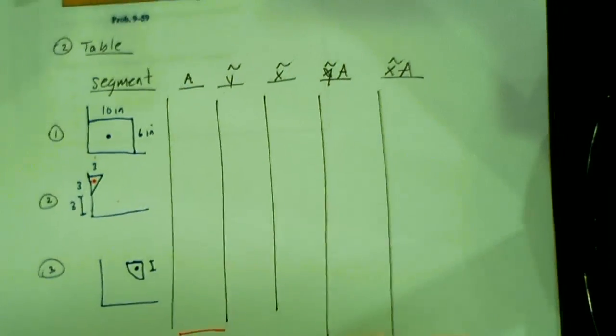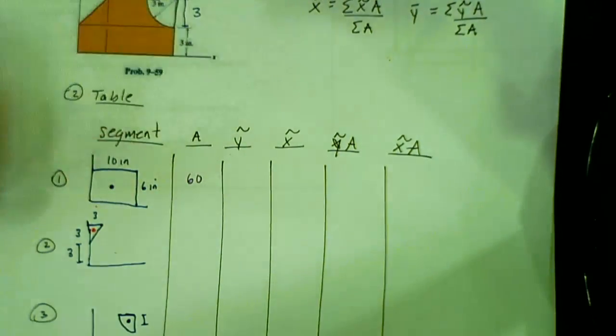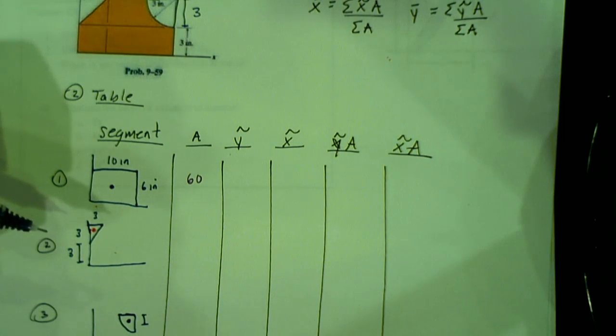The area of the rectangle is base times height, 60. Area of the triangle, 1/2 base times height. So good. I'm so proud of you.